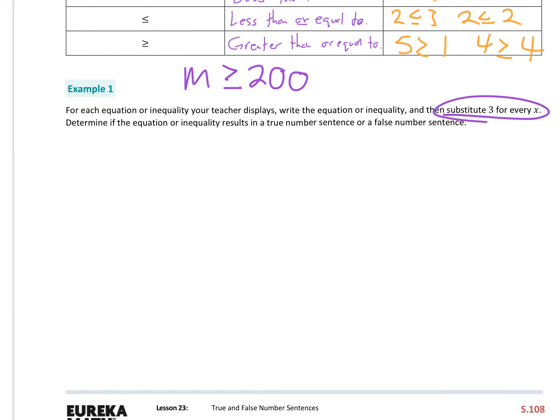So if I had the expression, let's say, x over 1 equals 3, I'm going to take my 3 and substitute that in for x. So that would be 3 over 1 equals 3. Well, what's 3 divided by 1? Is it 3? Yes. So this is true. I don't have to find anything.